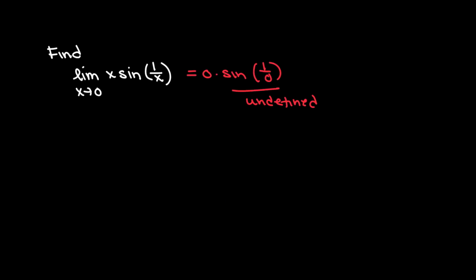I want to find the limit as x goes to 0 of x times sine of 1 over x. If I plug my x value in, I get 0 times sine of 1 divided by 0. And 1 divided by 0 is undefined. I can't find the sine of 1 divided by 0. So just plugging that x value in is not going to work. So instead, we're going to use the squeeze theorem to try to solve this limit.